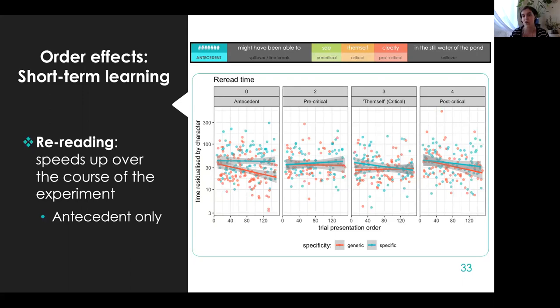So "a pilot might have been able to see themselves clearly in the still water of the pond" becomes easier as the experiment progresses. We don't see that for the specific condition. So "Chloe might have been able to see themselves clearly" is not actually speeding up. Our participants are not getting more used to it as they go.